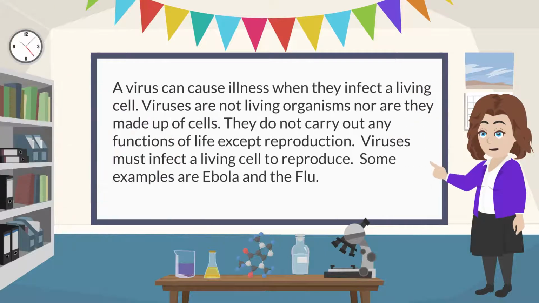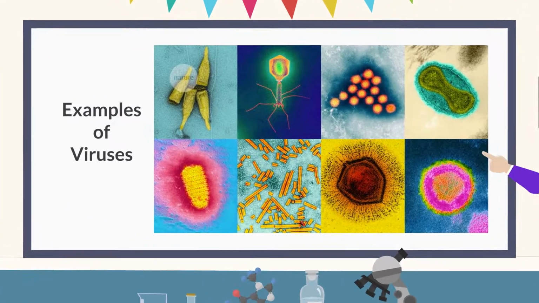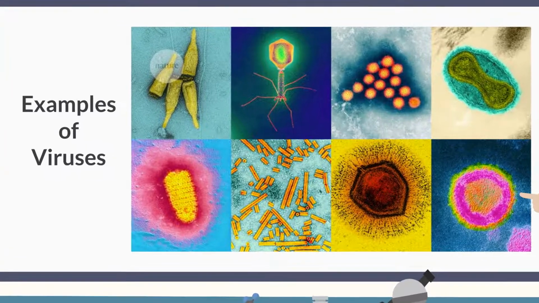A virus can cause illness when it infects a living cell. Viruses are not living organisms, nor are they made up of cells. They do not carry out any functions of life except reproduction. Viruses must infect a living cell to reproduce. Some examples are Ebola and the flu. In this picture, we see examples of viruses. What do you notice about their shapes and structures?